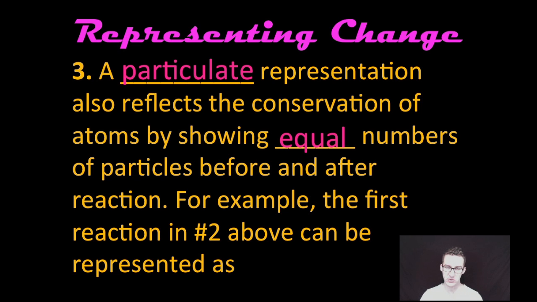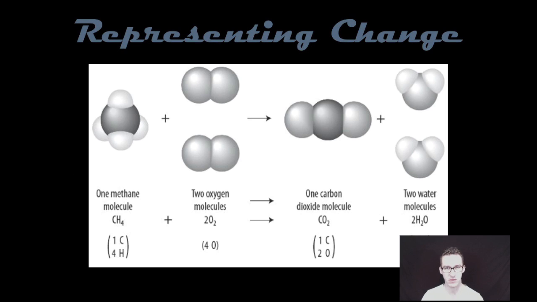Number 3, you can also represent those macroscopic changes using what are called particulate or particle representations. But again, you're going to have to show equal numbers of particles before and after the reaction. Here's a quick example of what we're talking about in particulate representation, where you just sort of help us better visualize what's going on with the atoms in the chemical reaction.